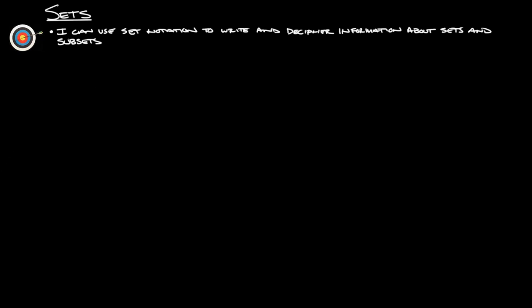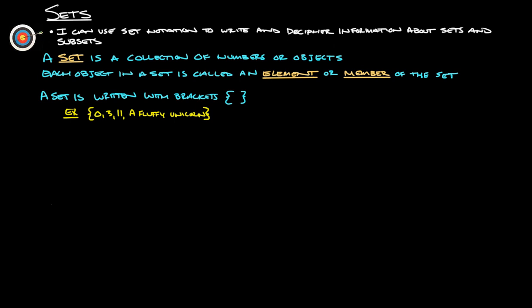All right, so first things first, a set is a collection of numbers or objects. Each object in the set is called an element or a member of the set. A set is written with brackets as the notation. So for example, 0, 3, 11, and a fluffy unicorn, that is a set. And 0, 3, 11, and a fluffy unicorn are all elements or members of the set.